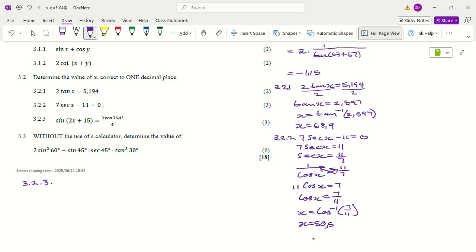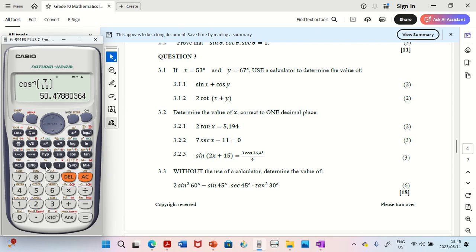3.2.3. We must determine sine 2x plus 15 is equal to 3 cos 36,4 over 4. So now what I can do, I can simplify this 3 cos 36,4 over 4 using a calculator. So this would be what?